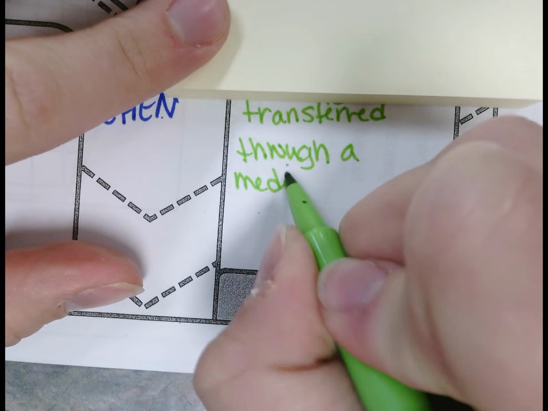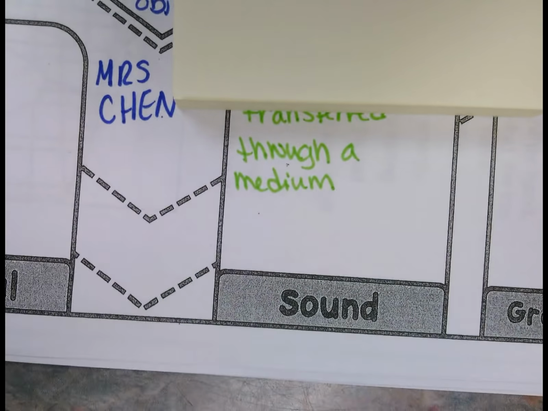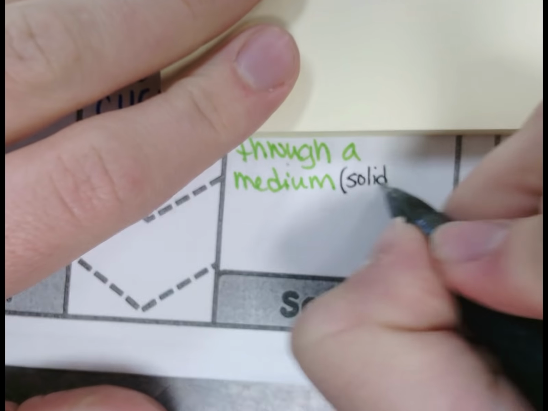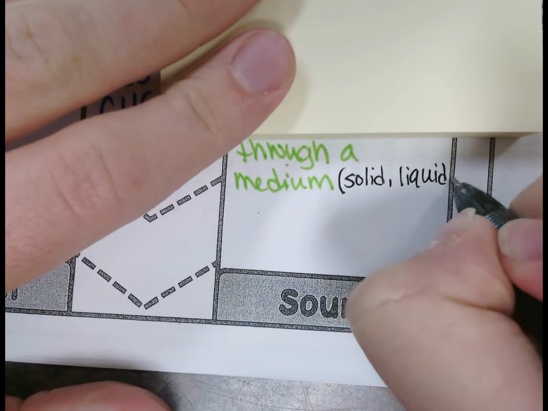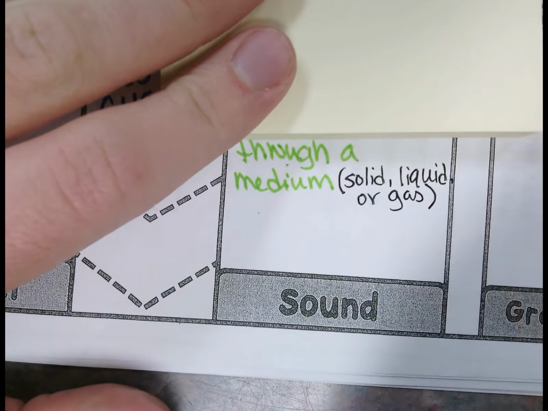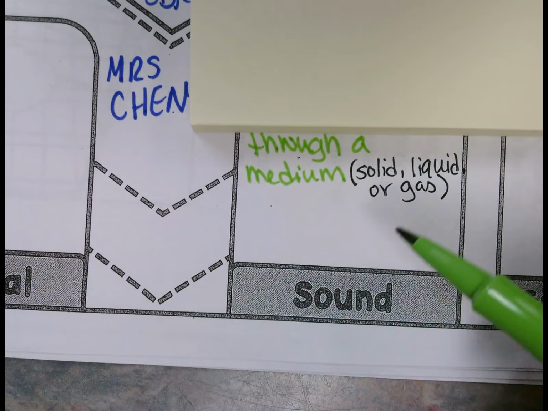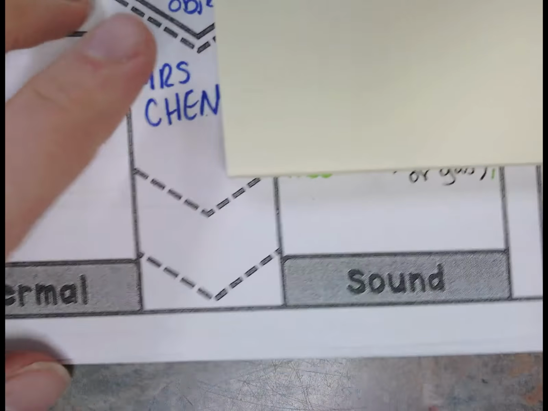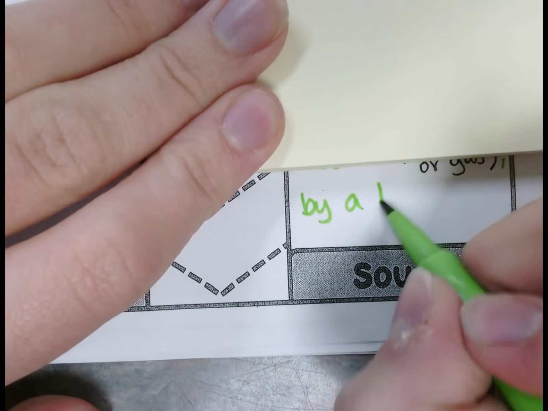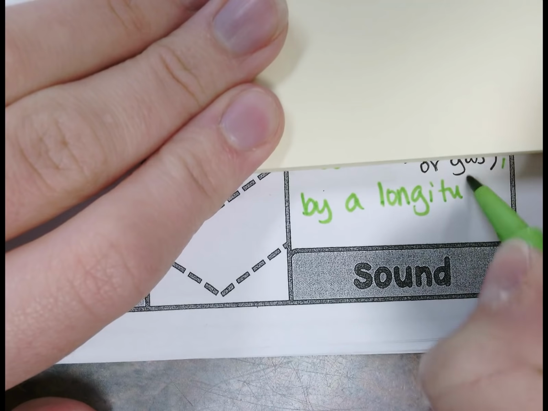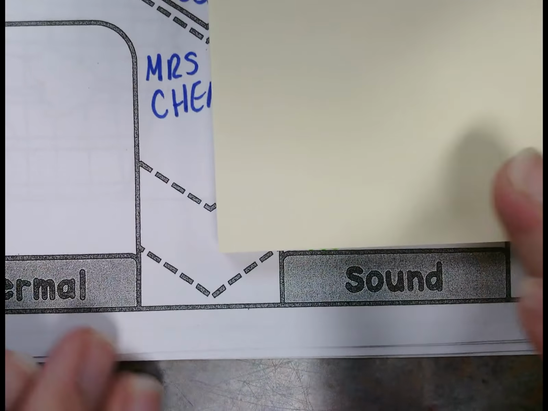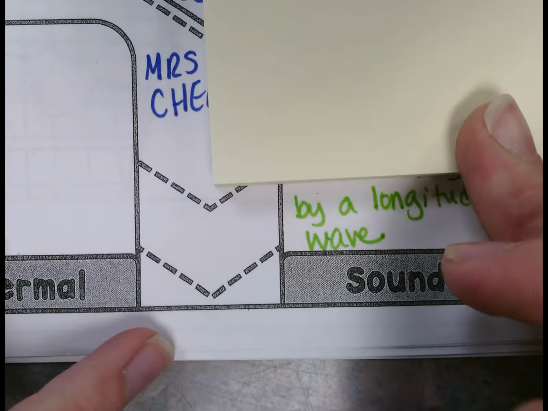a medium. For those of you who don't remember that word, a medium is either a solid, liquid, or gas. It is not plasma. And the reason that I'm saying plasma is so important is that sound waves cannot travel through outer space. They travel through a medium by a longitudinal wave, which is the opposite of a transverse wave. That is how sound is going to move.